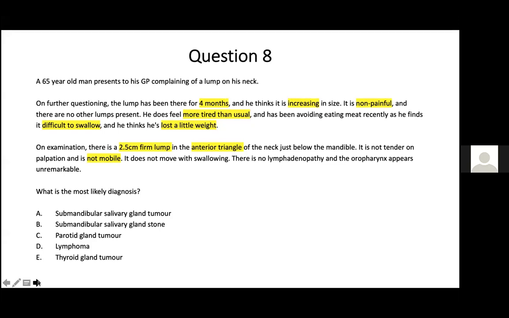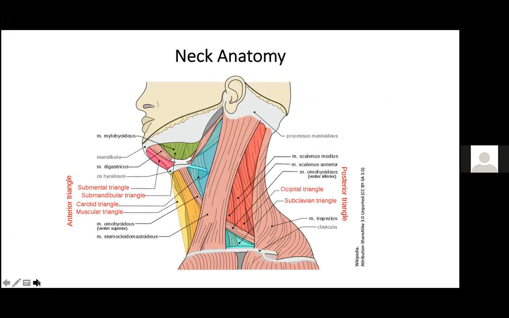Let's just have a quick recap of neck anatomy. Now, broadly speaking, we've got the anterior triangle to the front and the posterior triangle to the back, and they're separated by that big sternocleidomastoid muscle, the one that goes all the way from the ear down to the clavicle.